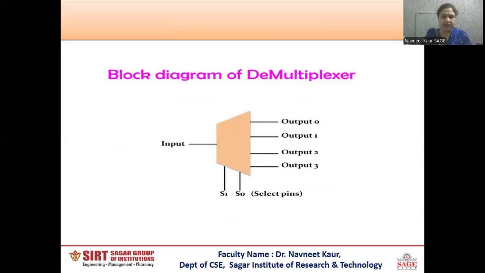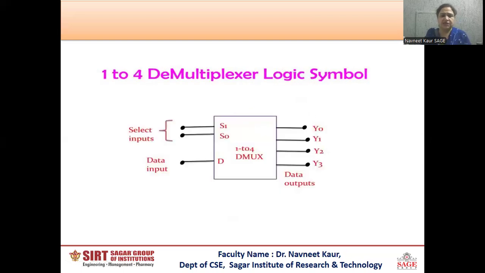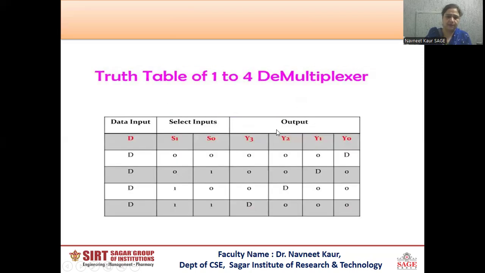Now, this is the block diagram of the demultiplexer. Here we can see we have a single input, whereas we have 4 outputs. And since there are 4 outputs, there will be 2 selection lines. For different combinations of these selection lines, different output lines will be selected. Now, this is the logic symbol for a 1 to 4 demultiplexer, 1 data input, 4 data outputs. And since there are 4 data outputs, that is 2 raised to power 2, there will be 2 selection lines, S1 and S0.